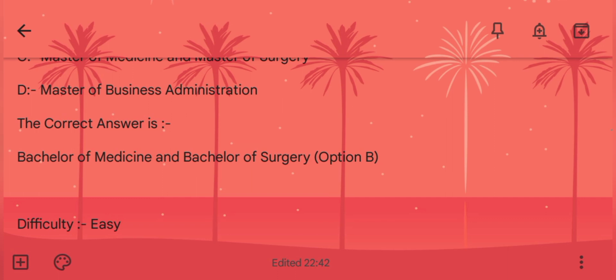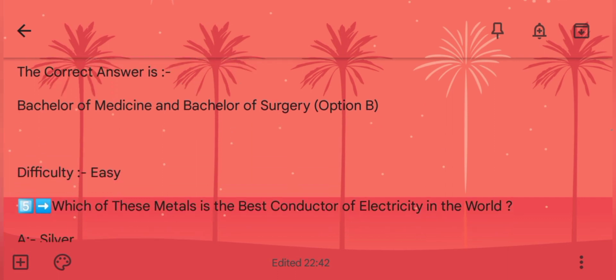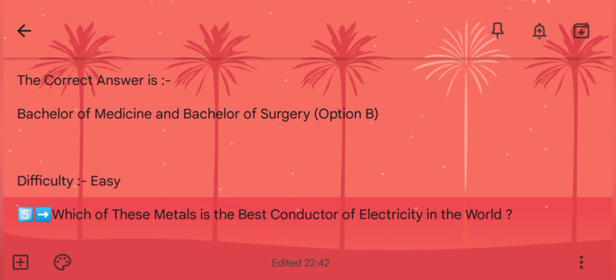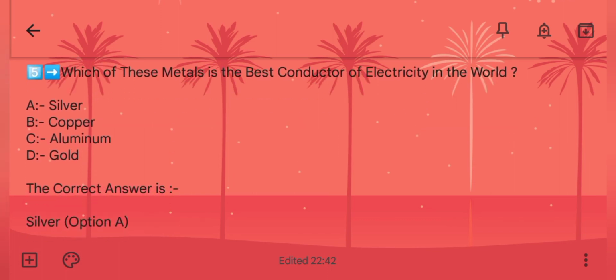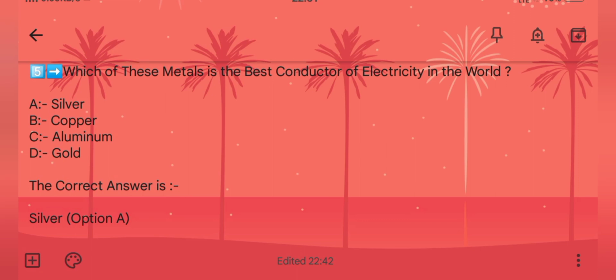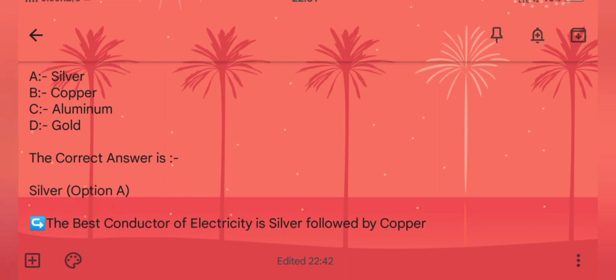Now let's move on to a somewhat easy question, which is, which of these metals is the best conductor of electricity in the world? Your options are A, silver, B, copper, C, aluminium, or D, gold. The correct answer is silver, or option A. You guys must be thinking the answer to this question is copper, as it is used frequently in wires, right? But the correct answer is silver. The best conductor of electricity is silver, followed by copper. Copper is used in electrical wires because it is less costly than silver.